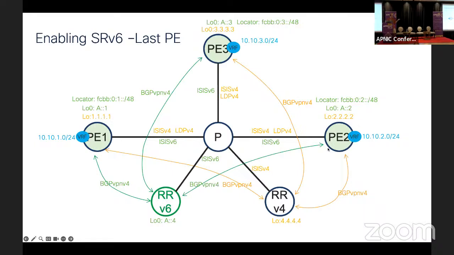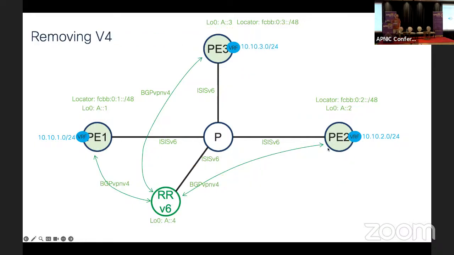And once I migrate everything, I'll verify on all the links. I don't see any MPLS packets. I see just IPv6 packets everywhere. And I can switch off everything v4. What was interesting here, I deliberately didn't migrate P, right? I didn't need to, because it's just IPv6 routing.